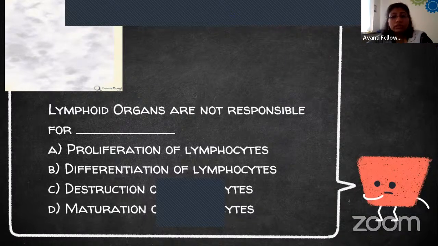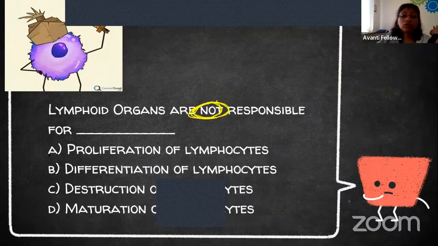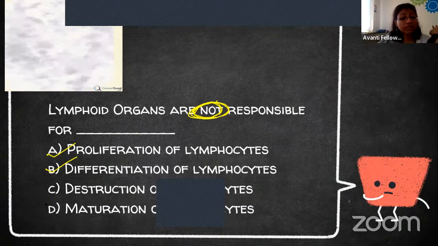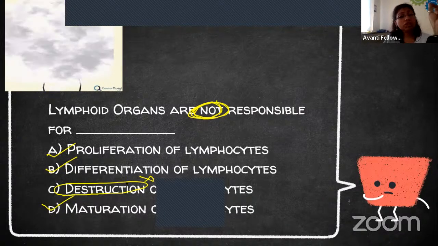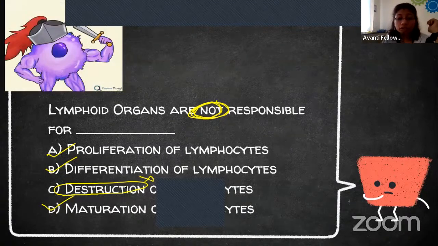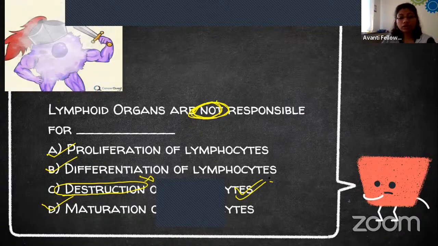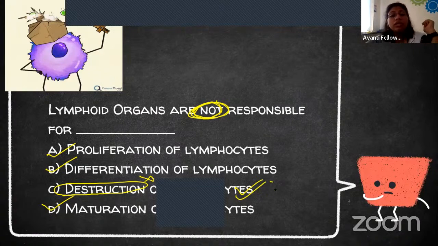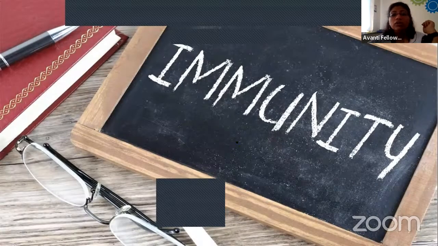So we have studied already that lymphoid organs are responsible for proliferation, maturation, and differentiation. But here we are talking about what they are not responsible for. They never destroy our lymphocytes. The destruction of lymphocytes never takes place in our lymphoid organs. So this is our correct answer: lymphoid organs are not responsible for the destruction of lymphocytes.